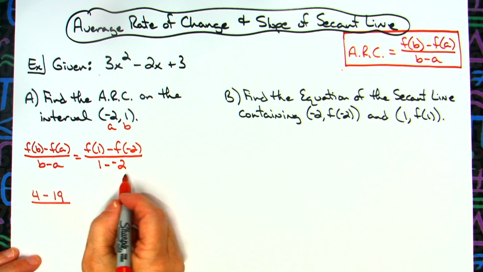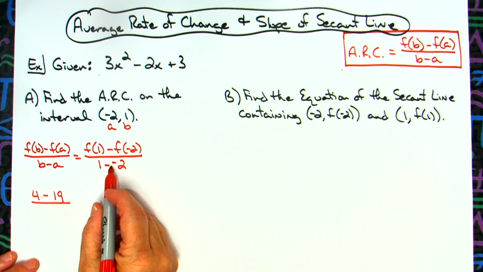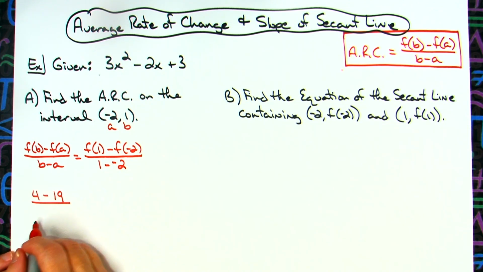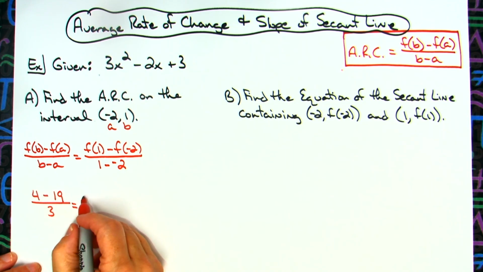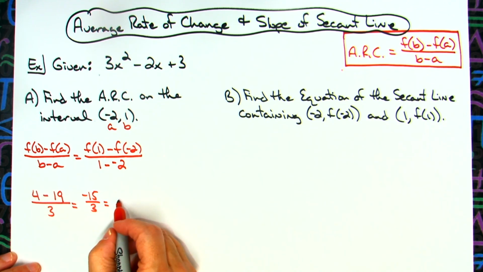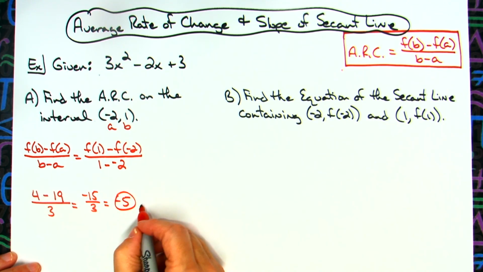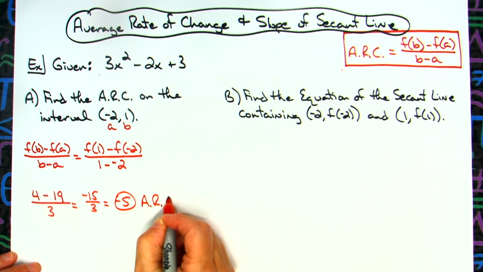On the bottom there, we can go ahead and do that. 1 minus a -2 is going to be 1 plus 2, or 3. Finishing the math on top, -15 over 3 gives us a -5 for our average rate of change.